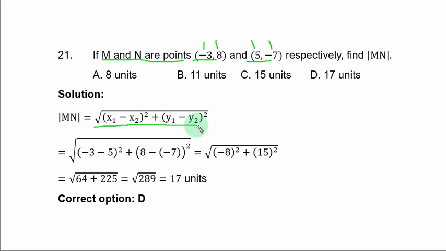So if you replace x1, x2, y1, y2 with what they stand for, x1 is -3, x2 is 5, you subtract, then y1 is 8 minus y2 is -7. If you simplify, you have this. If you check the respective squares, (-8) squared is plus 64, 15 squared is 225. If you add, you have the square root of 289, and that is 17 units. D is the correct option.